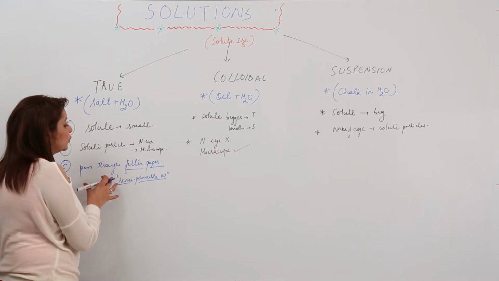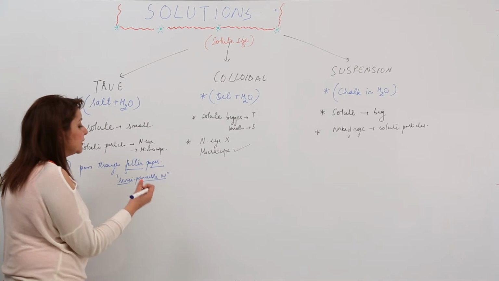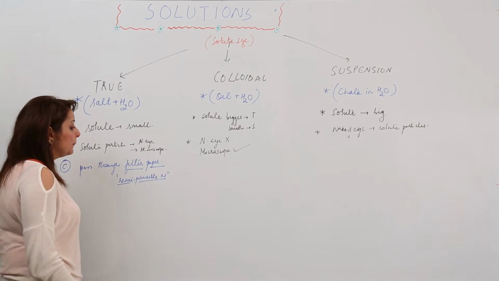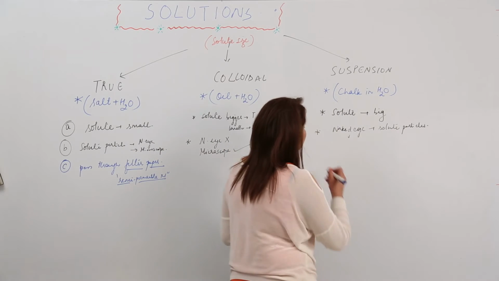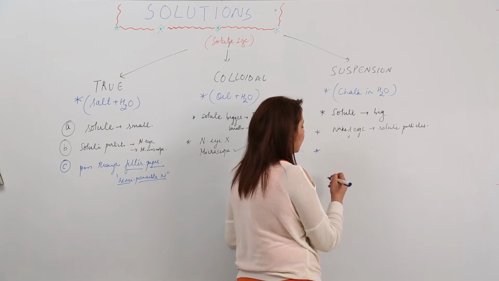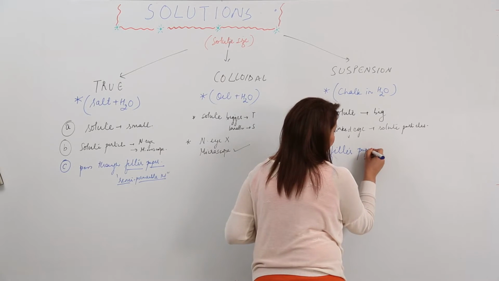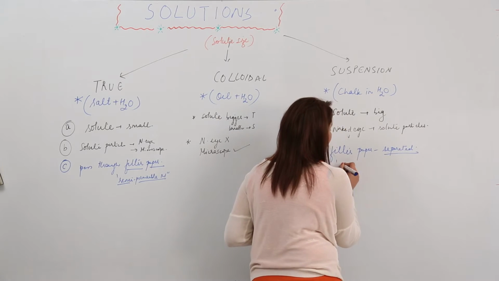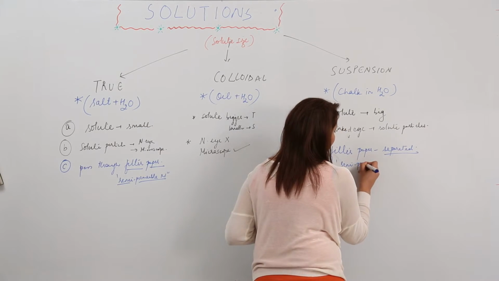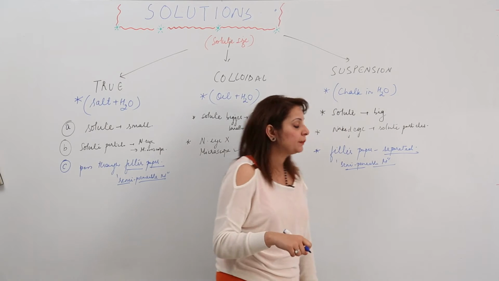So that means this solution can easily pass through the pores of the filter paper and the semi-permeable membrane as well. But when we take the suspension and make it pass through the filter paper, the solute particles are stopped by the filter paper. So that means the solute particles get separated by the filter paper or a semi-permeable membrane. The reason being the particle size is too big, right?